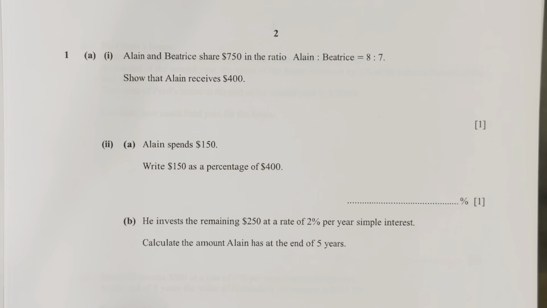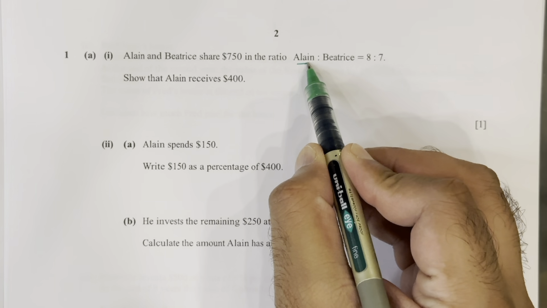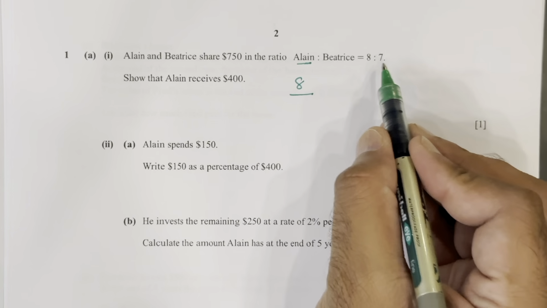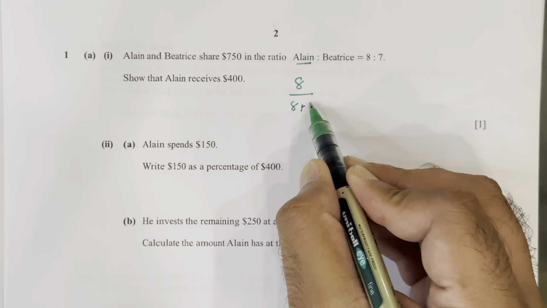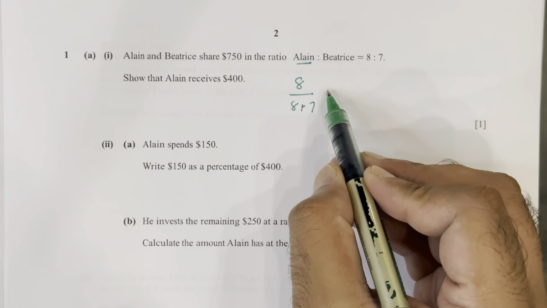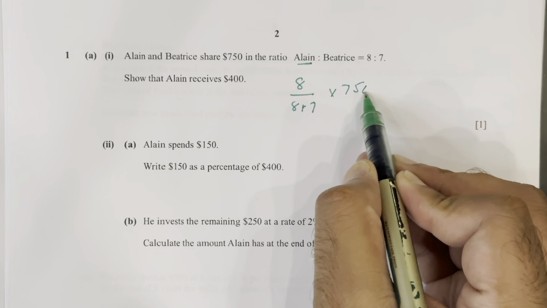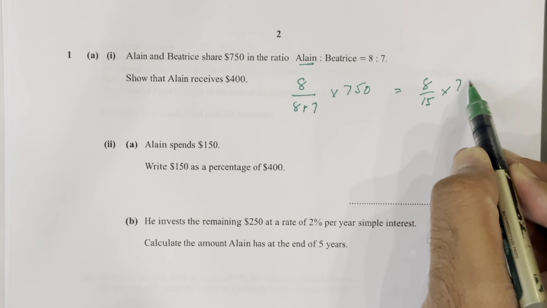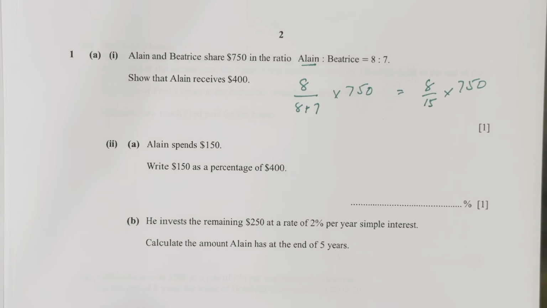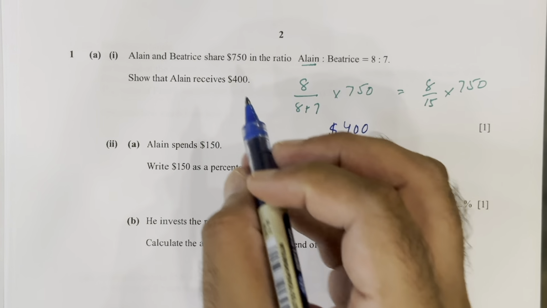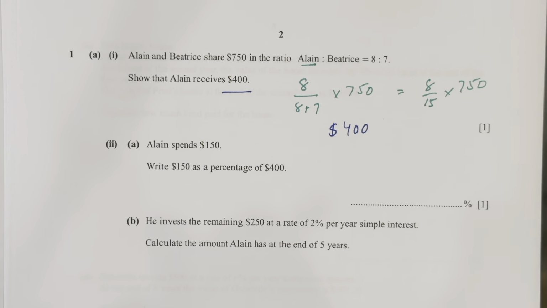We know that Alan has an amount of 8 and the total ratio is 8 plus 7, that would be 15, and they are sharing 750. So we're gonna solve it like that: 8 over 15 multiplied by 750. After calculating on our calculator, we get the answer of 400, which is what we needed to show.